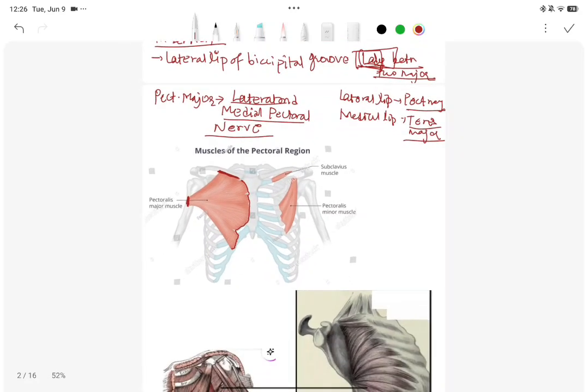And the action of pectoralis major is also important. It helps in adduction of the arm. It helps in adduction and medial rotation of the humerus.